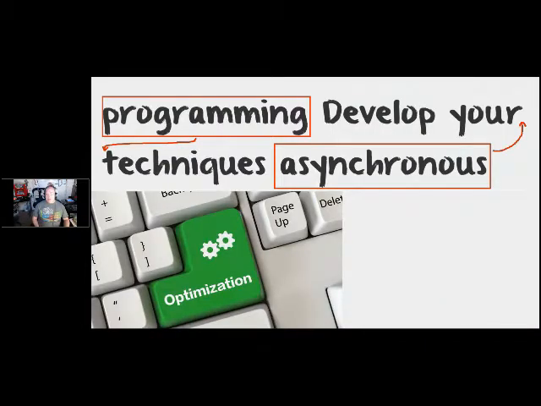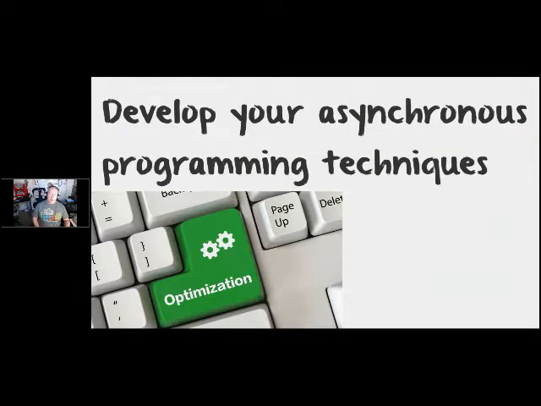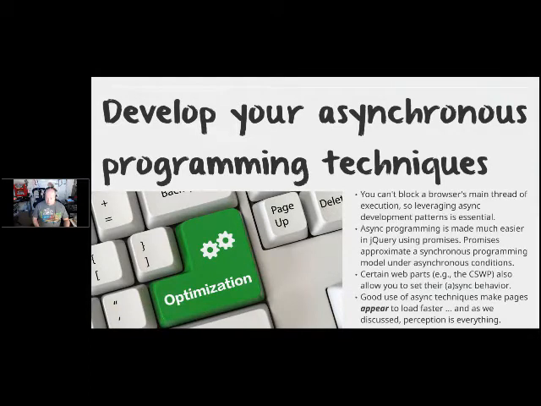Well, oftentimes we do things that block rendering in pages, and what we need to do is develop our asynchronous programming techniques. Now, by default, JavaScript helps us along here, and jQuery helps us along here. We're not allowed, as client-side developers, to block the main thread of execution in a browser. So everything we do is asynchronous already, but there are different ways to handle asynchronous programming. Some are good, some are not so good.